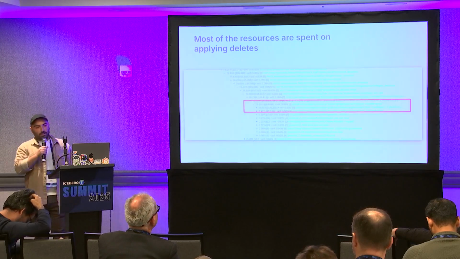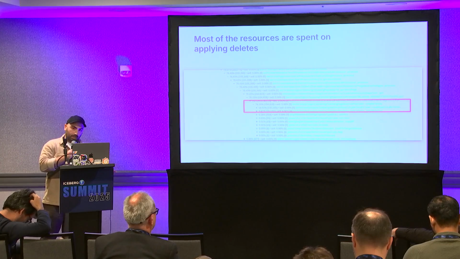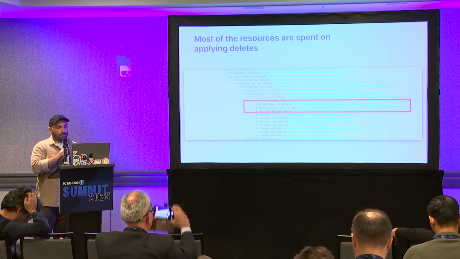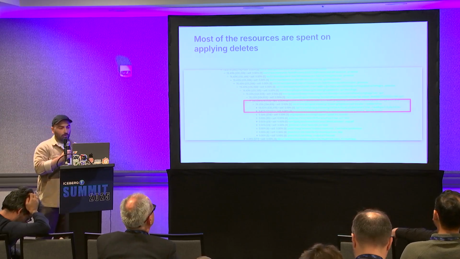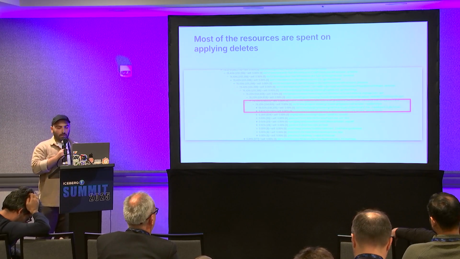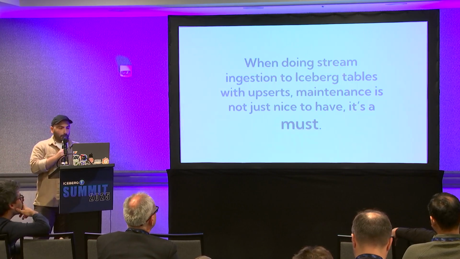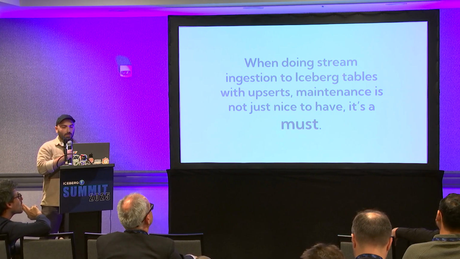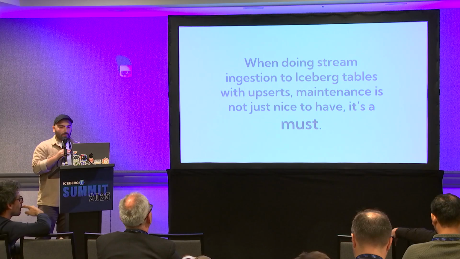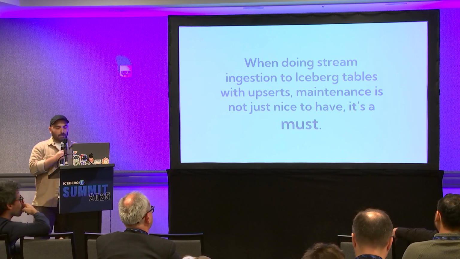When we started our Iceberg journey, we didn't have any good maintenance approach, and with very frequent ingestion, it resulted in this. This is the heap dump of the Trino, which was spending most of its time going through equality deletes rather than actually serving any query. So it was very expensive to do this kind of frequent writes. Basically, when doing stream ingestion to Iceberg with upserts enabled, maintenance is not optional at all. You have to do it, otherwise query performance will not be acceptable in any way.